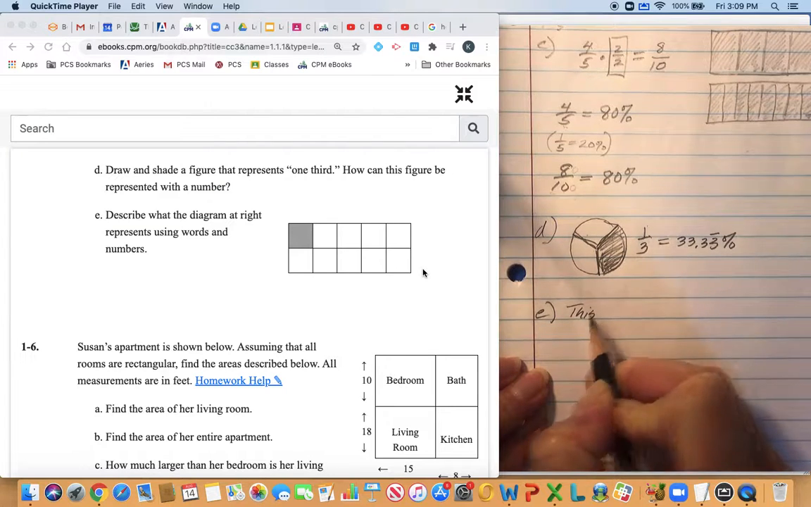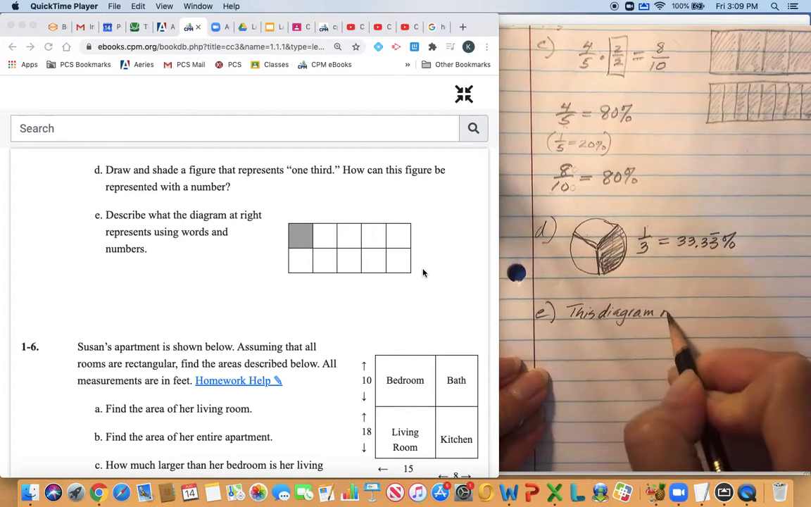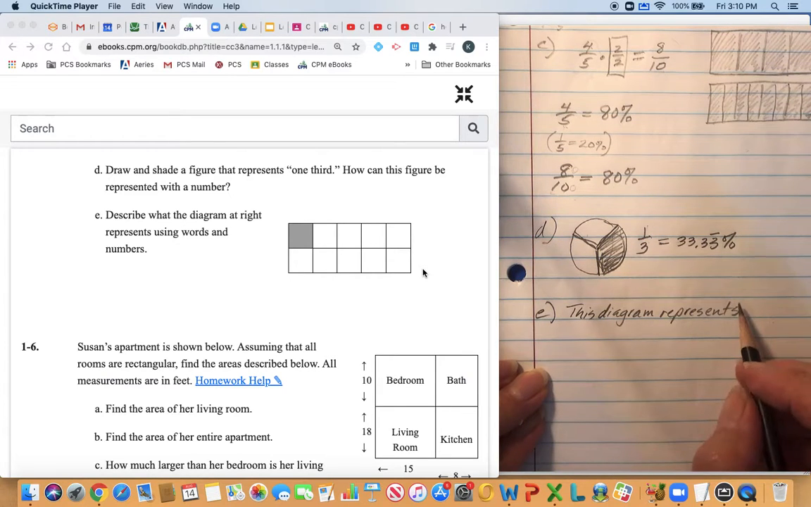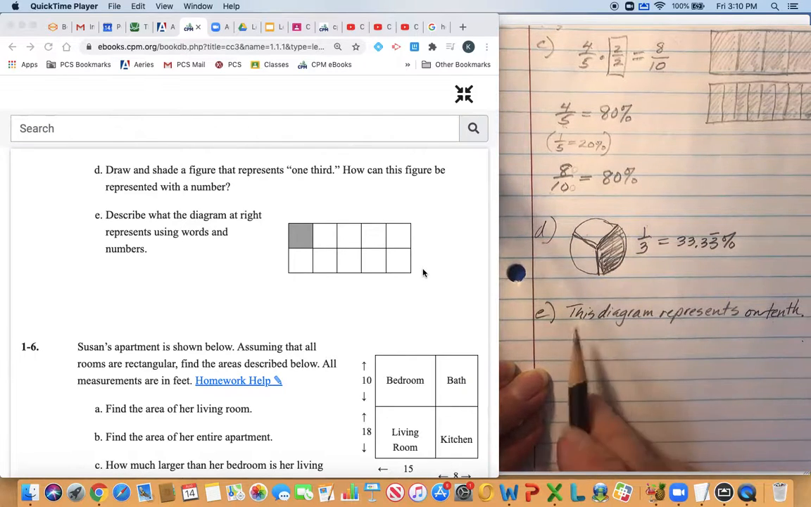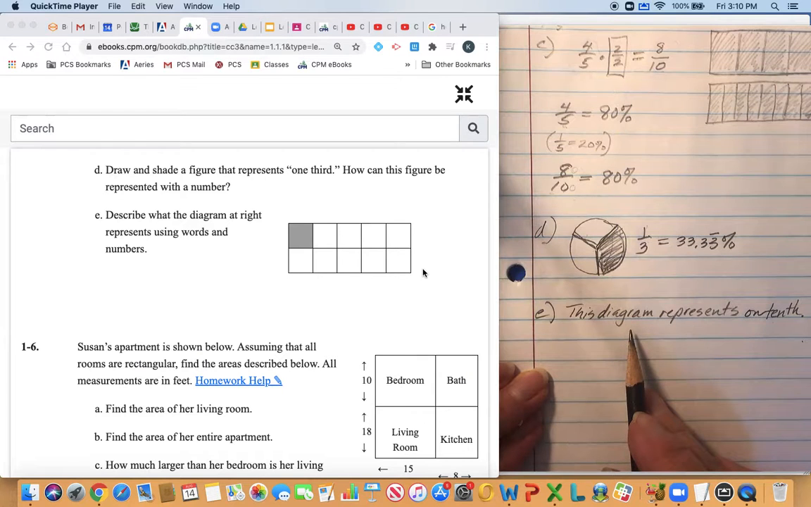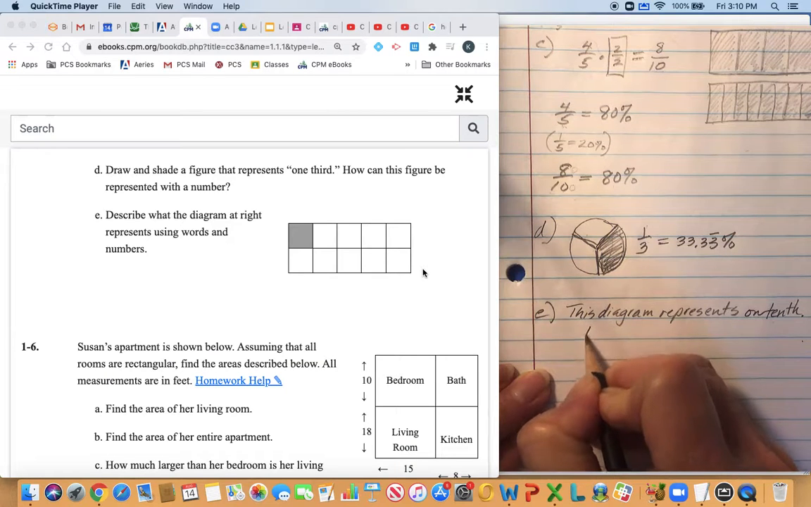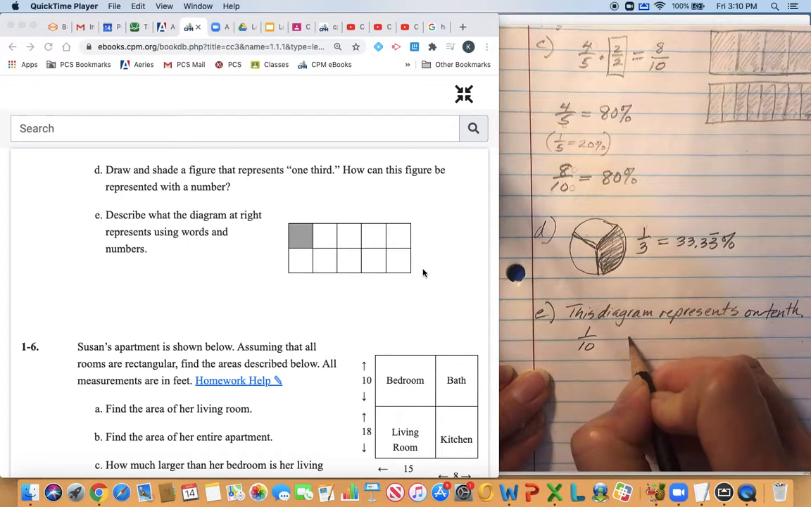this diagram represents 1/10. All right, so that is in words. And then if I wanted to use numbers, I would say 1/10. And if I wanted to do that as a percent, I would say that is equal to 10%.